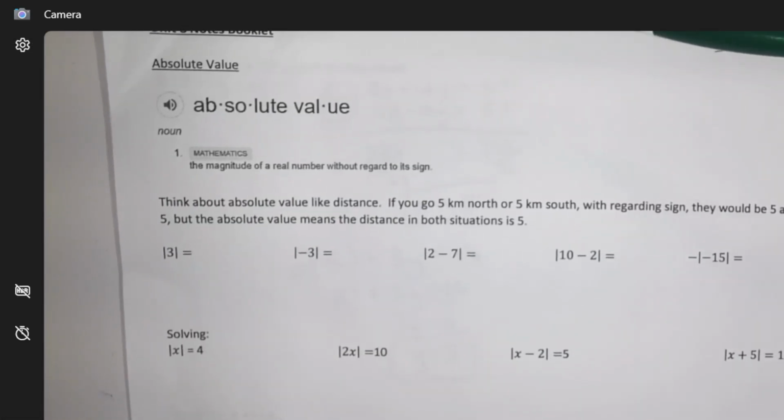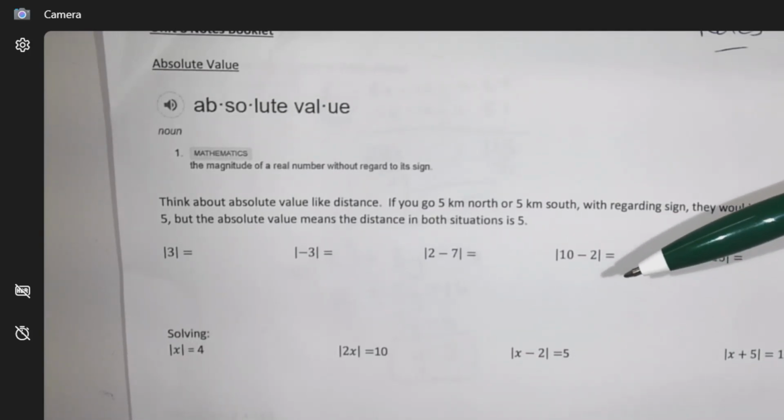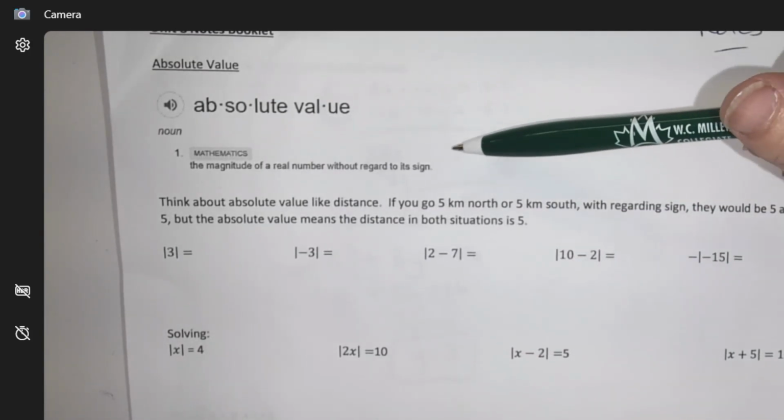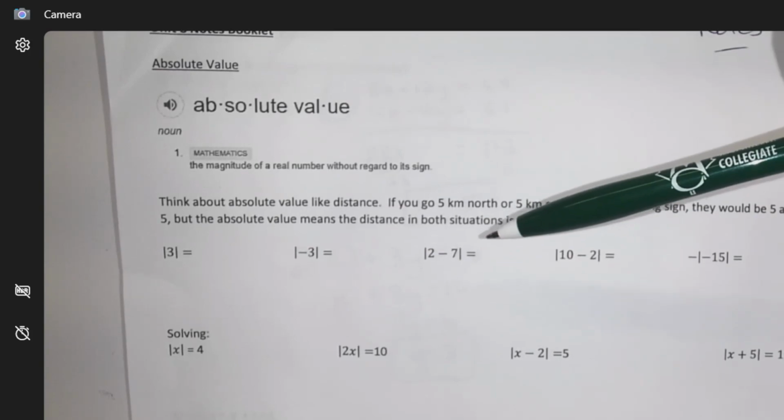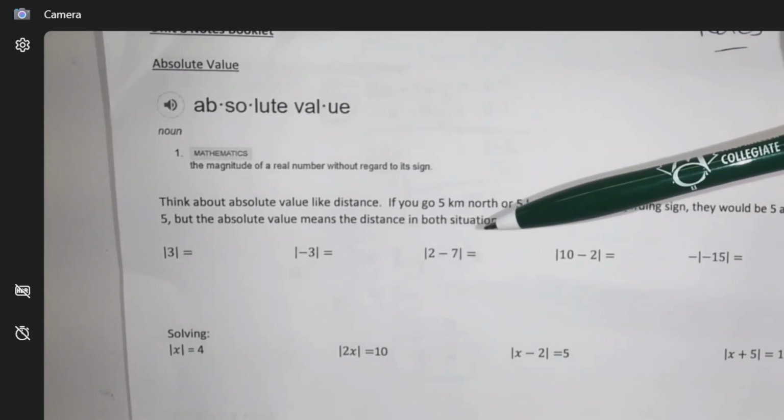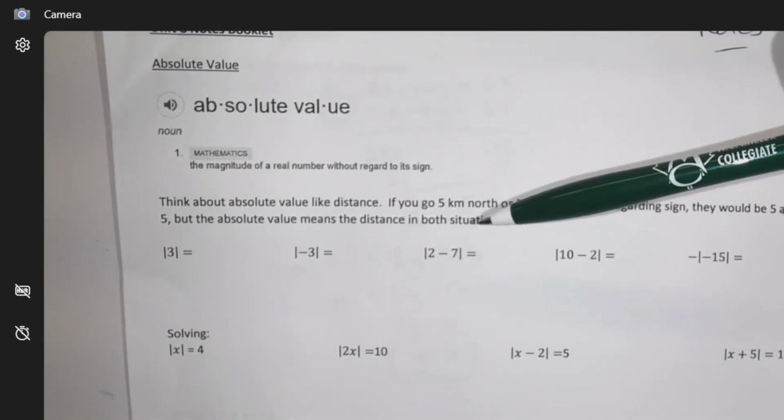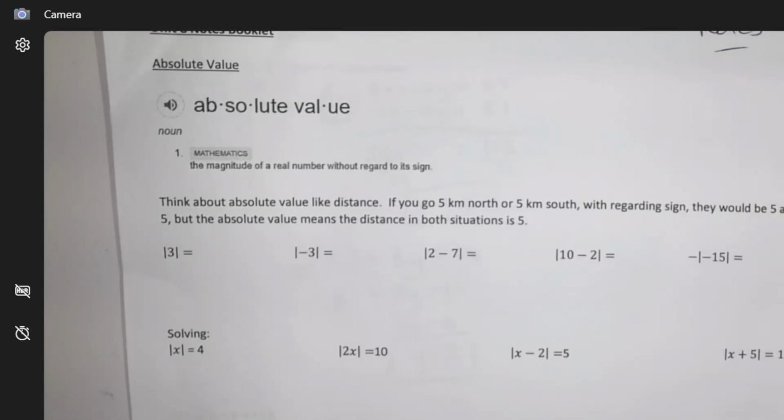Okay, what's the definition, first of all, of what this is all about, absolute value? It is a magnitude of a real number without regard to its sign. So when I think about absolute value, I often go to distance in my brain. So if somebody, let's say, went to Rosenfeld, 5 kilometers north, I would talk about that kind of being a positive 5. And if I talked about 5 kilometers south to Gretna, I would say, well, that's a negative 5.